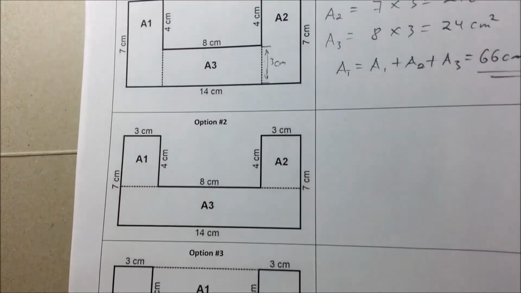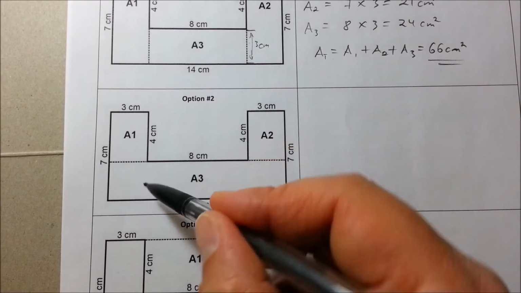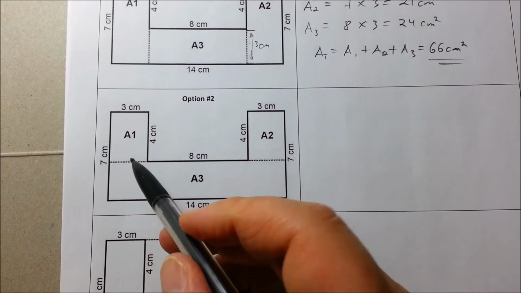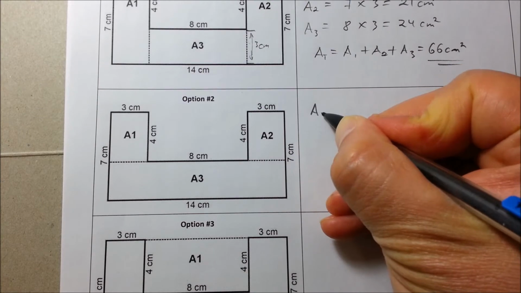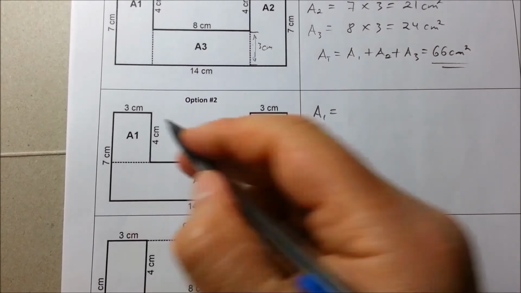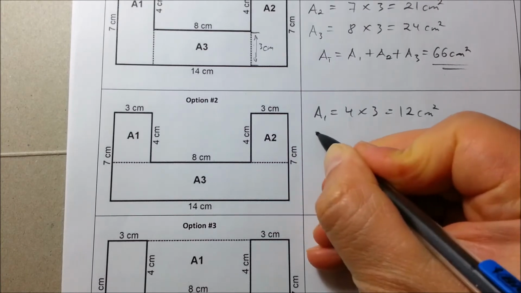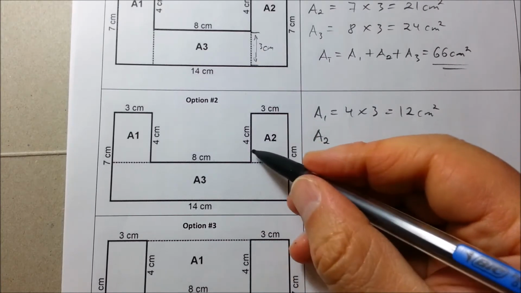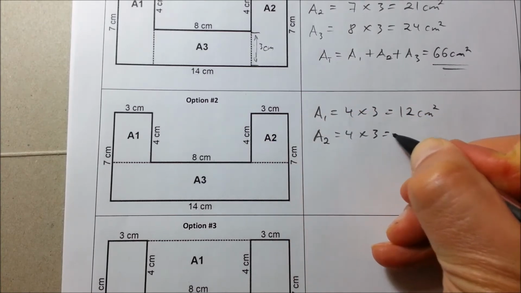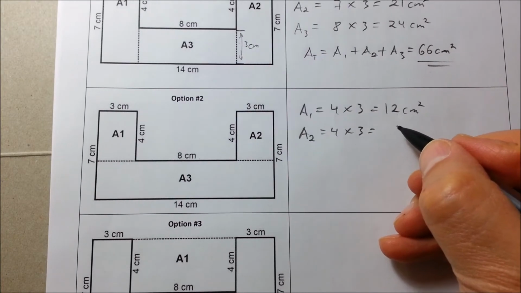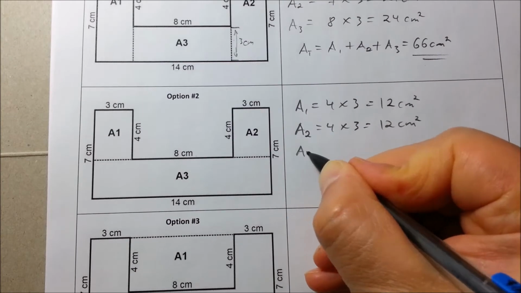Now, let's say you divide it in a different way. Let's say that instead of cutting across this way, you decided to create these areas. So now you have area 1, area 2, and area 3. Well, we should get the same answer. Just to show you, here it is. Area 1 is 4 times 3. That gives us 12 centimeters squared. Area 2 is again 4 times 3. So that gives us 12 centimeters squared.